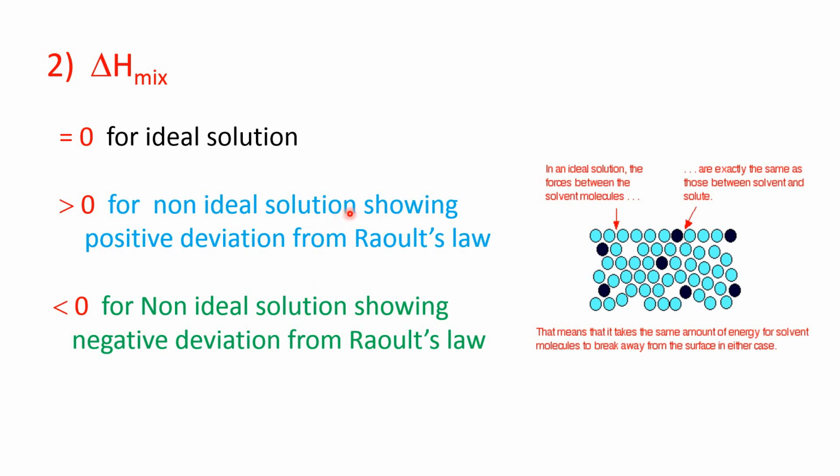In the first case, that is non-ideal solution showing positive deviation, energy is absorbed. So it is an endothermic process, and it is the clue of your riddle. That means your X is non-ideal solution showing positive deviation from Raoult's law, because in the riddle it is given that this process is accompanied by absorption of heat.